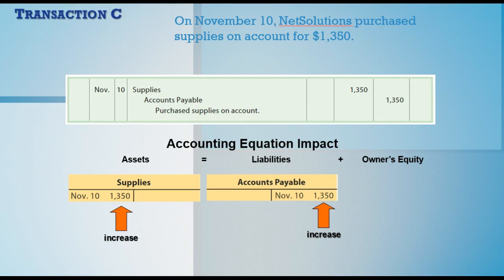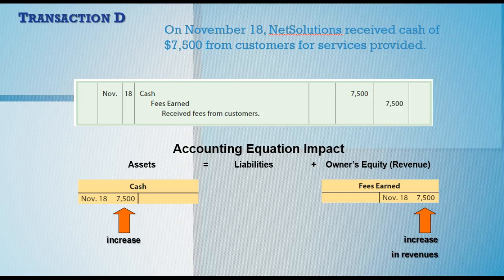Let's look at another one. Here's one for receive cash of $7,500 from a customer for services provided. Wow. So now I'm going to debit my cash. But what is this? This is a fee earned or revenue. So it gets credited. So again, if we look at the accounting equation, assets went up, fees earned went up, because eventually all revenue gets folded into owner's equity. So we're still in balance.